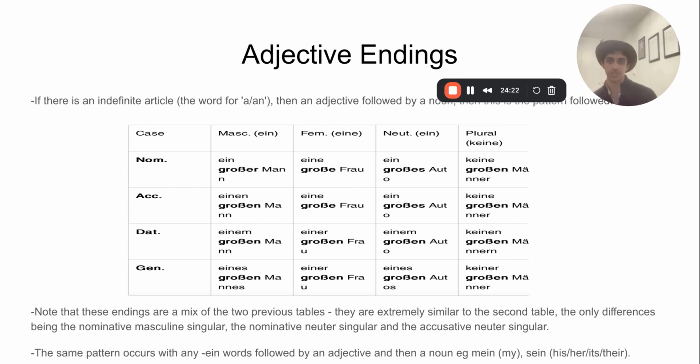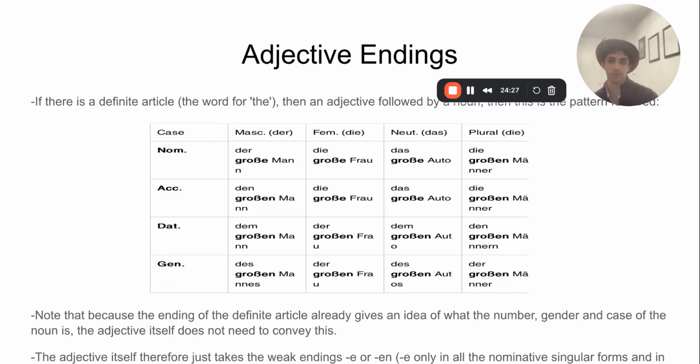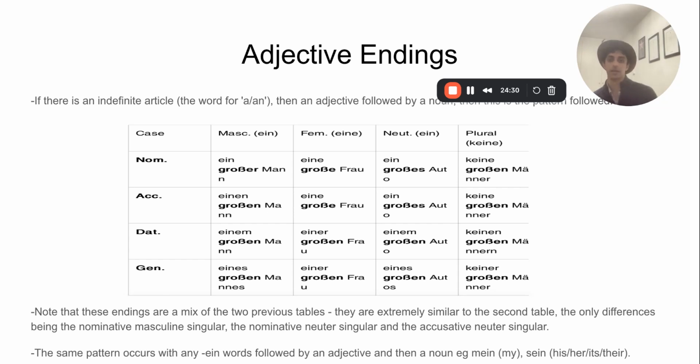So this third table is just a mix of the two previous tables. The vast majority of it comes from the second table and remains exactly the same as the second table. And the only exceptions are those three that we've spoken about: nominative masculine singular, nominative neuter singular, and accusative neuter singular. And those exceptions go with exactly the same pattern as they had in the first table in any case. So in other words, there's nothing new to memorize here. And if you think of it that way, it can really help make it feel more manageable too, which is important.